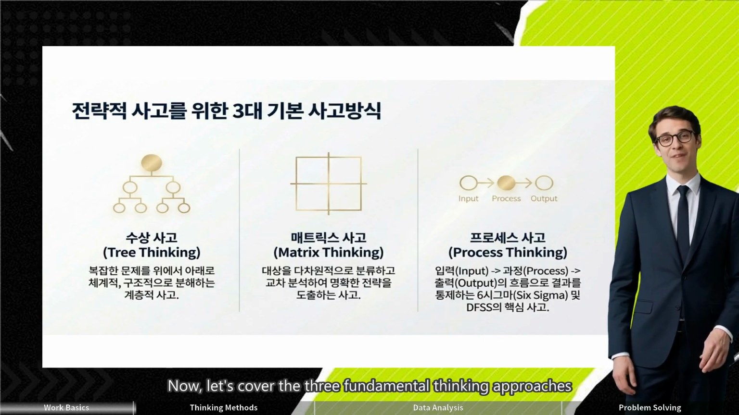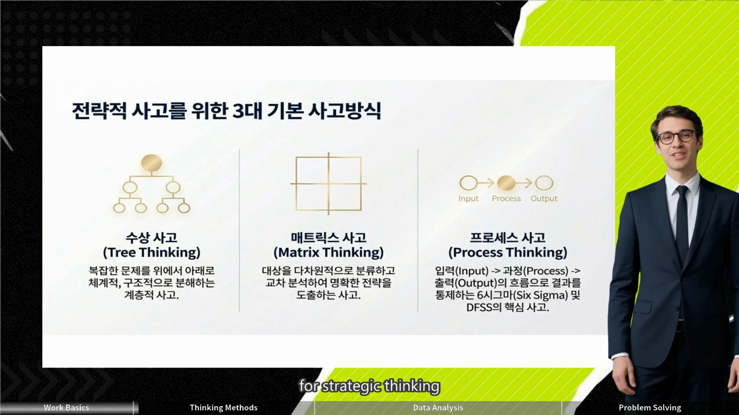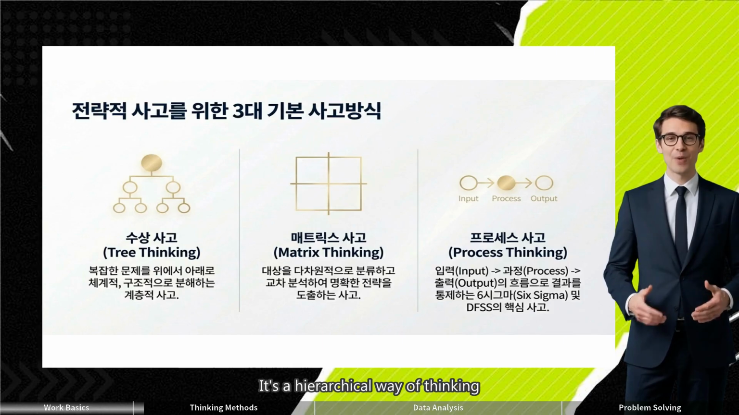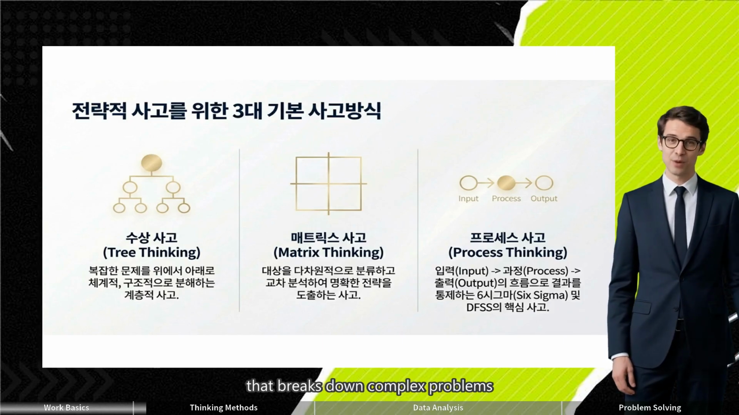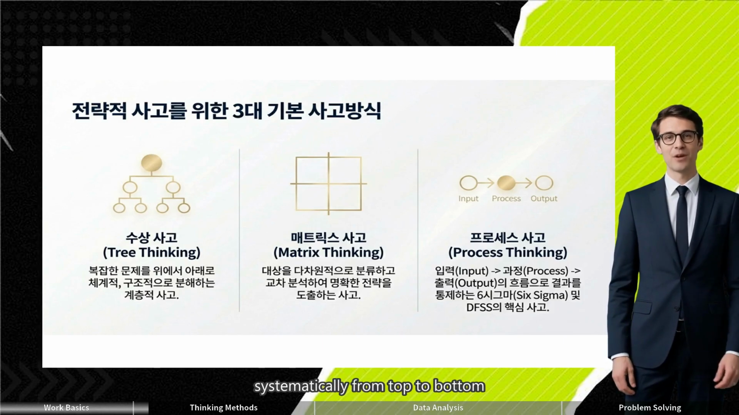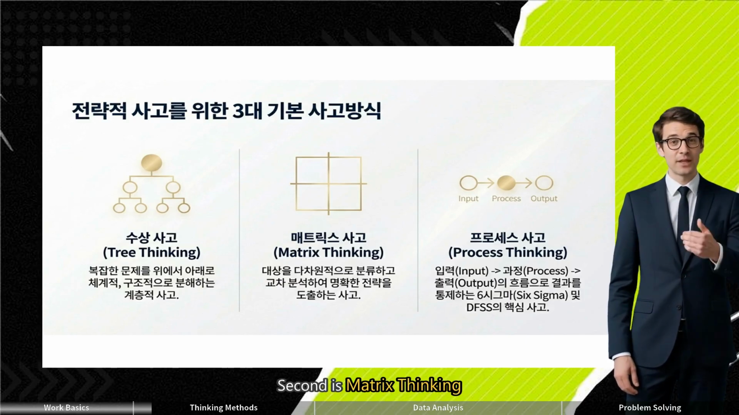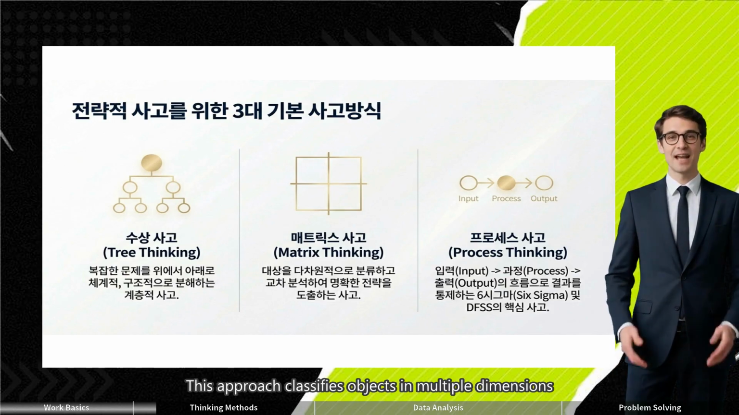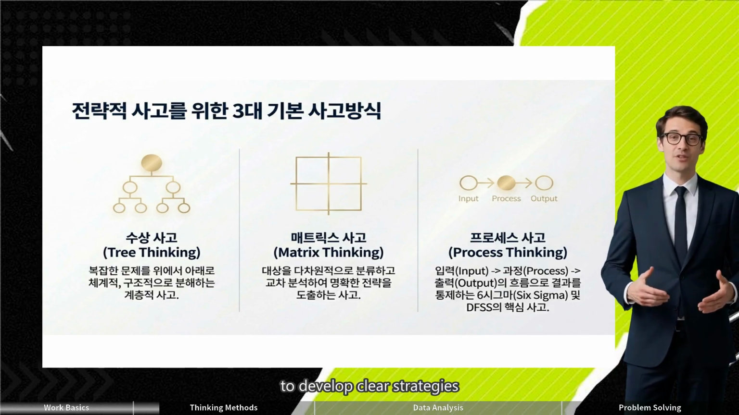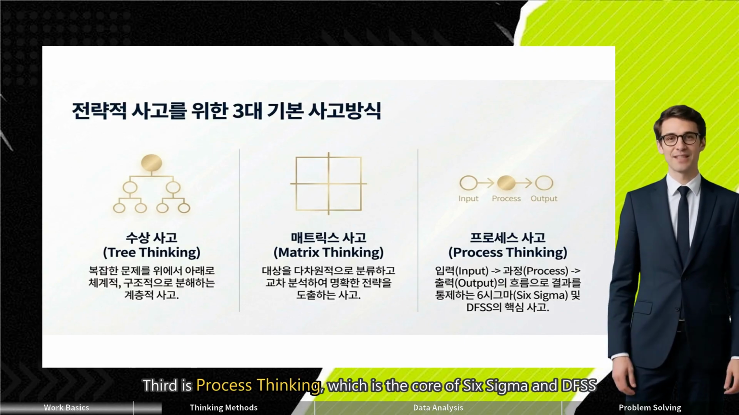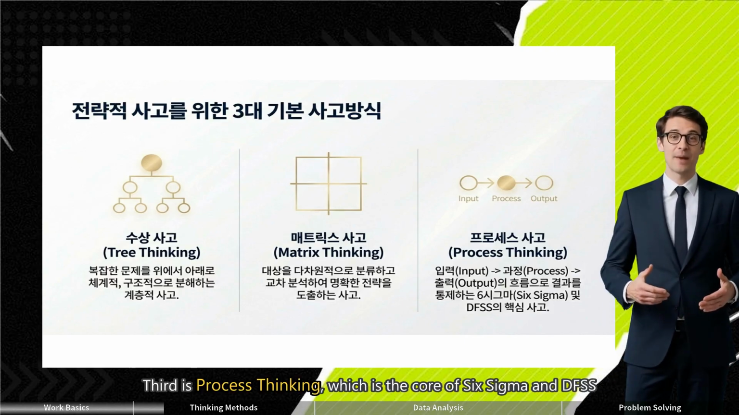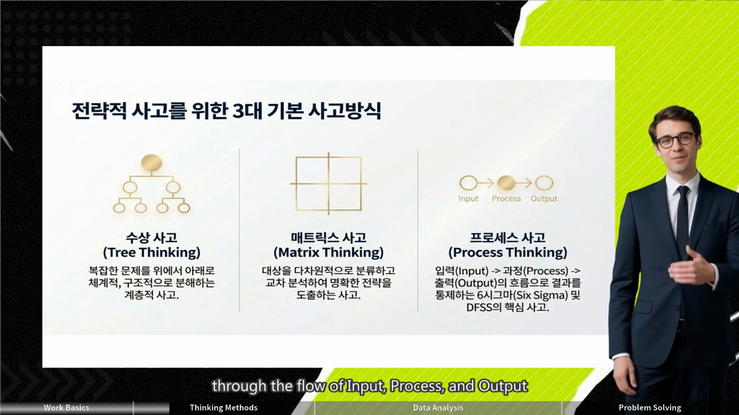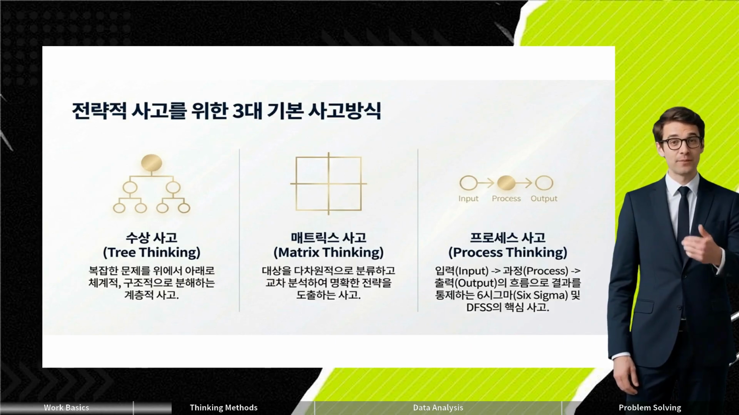Now, let's cover the three fundamental thinking approaches for strategic thinking. First is tree thinking. It's a hierarchical way of thinking that breaks down complex problems systematically from top to bottom. Second is matrix thinking. This approach classifies objects in multiple dimensions and conducts cross-analysis to develop clear strategies. Third is process thinking, which is the core of Six Sigma and DFSS. It focuses on controlling results through the flow of input, process, and output.